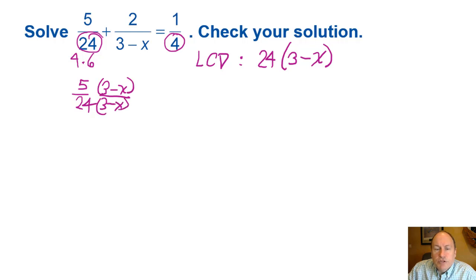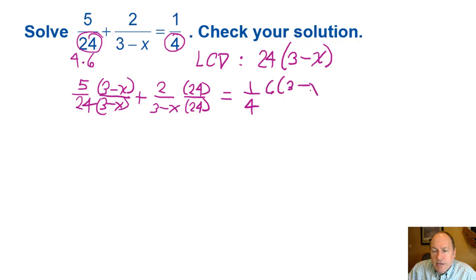And if you're unsure of how to do this, go back to the 8.2 video, which is on how to add and subtract rational expressions. So 2 over 3 minus x, what it lacks is the 24. And what the 4 lacks is a 6. And then the 3 minus x. All of these will give you that common denominator of 24 times 3 minus x.